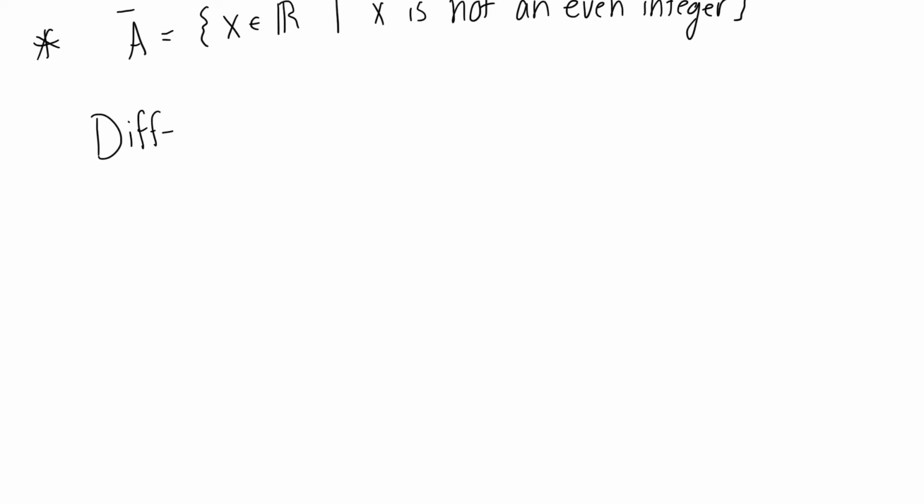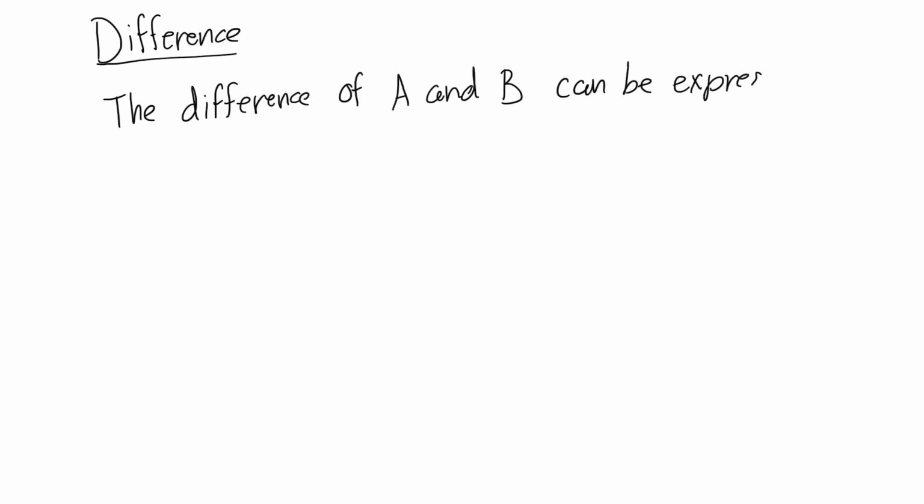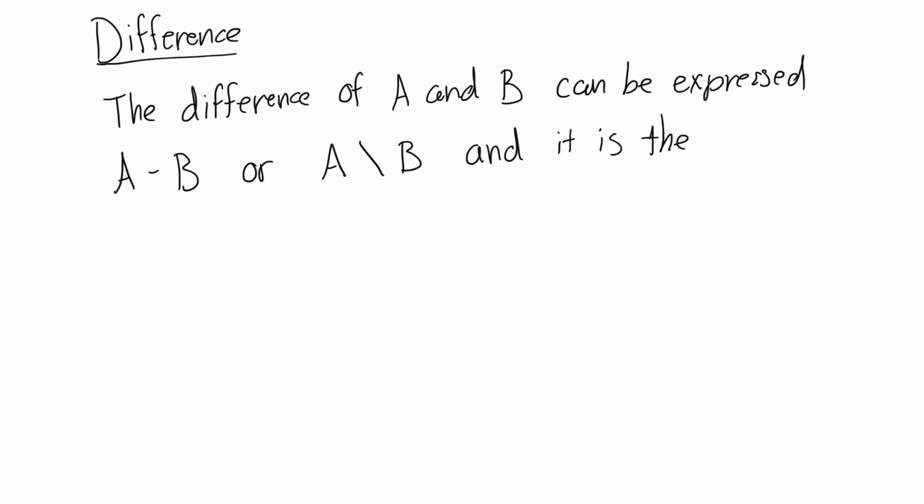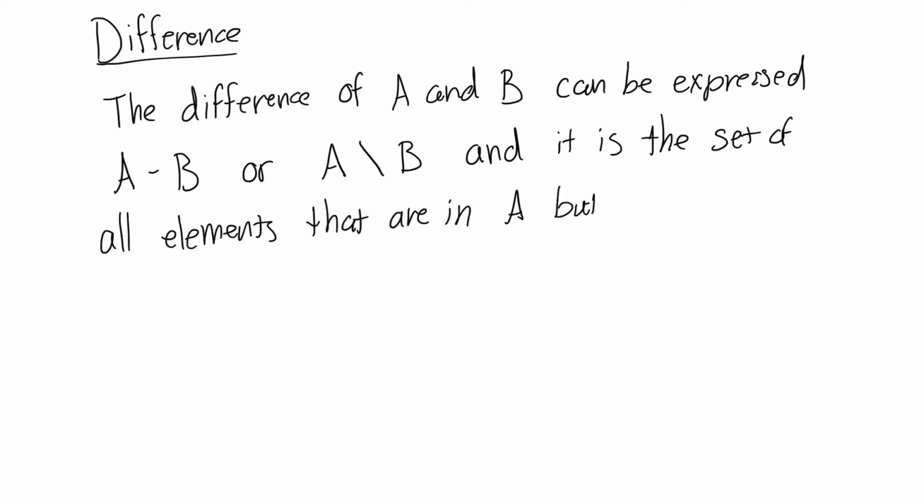Last, we have set difference. This is written in a couple ways. So two sets A and B, the difference of them, can be written in one of two ways. It can be expressed as A minus B or A slash B, like this. Both of them mean the same exact thing. Different people use different notation. And it is the set of all elements that are in A with all elements from B removed. So it's the set of all elements that are in A but not in B.